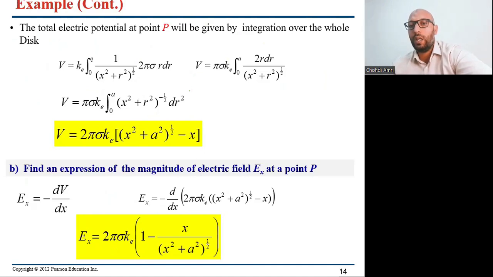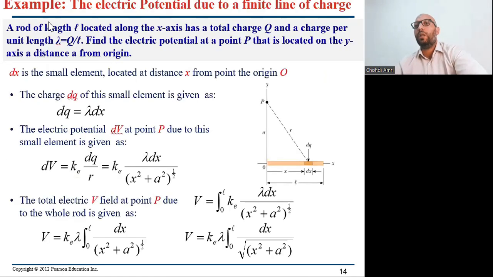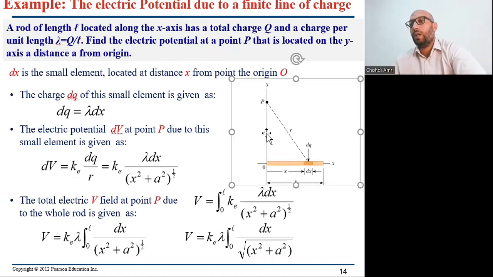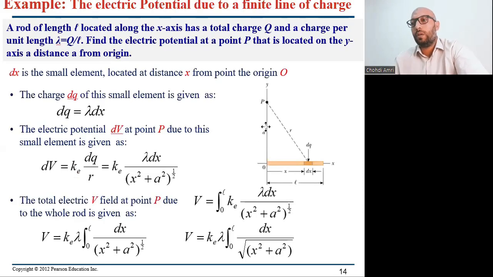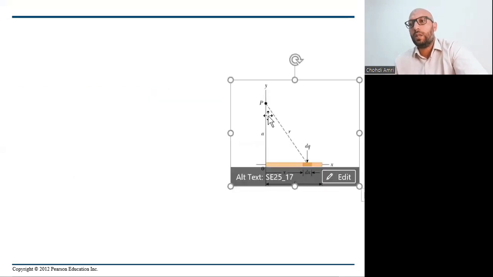Okay, so let's take another example. In this example, the question said a rod of a length L located along the x-axis and has a total charge Q, and a charge per unit of length lambda equal Q over L. Find the electric potential at the point P that is located on the y-axis, a distance a from the origin. Okay. We take the figure and let's start to do it.